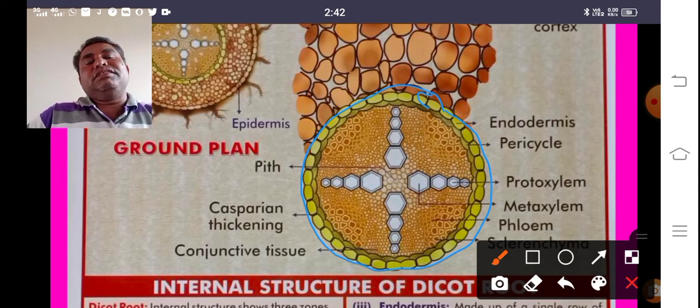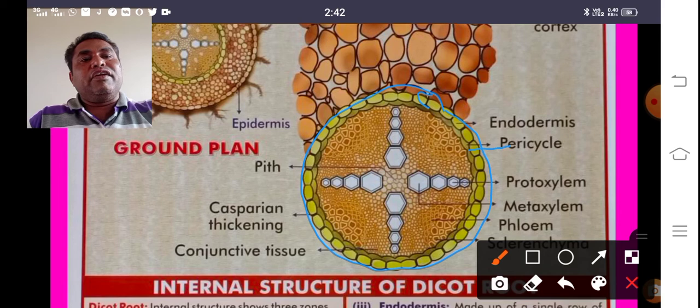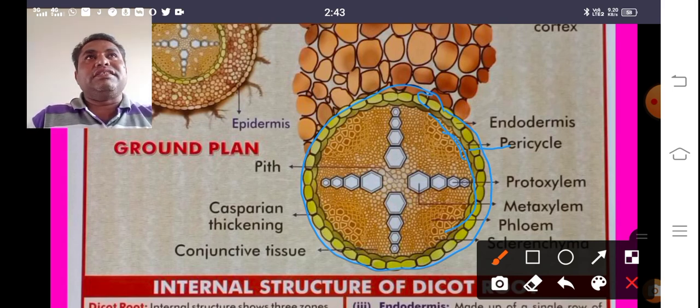Now when you go to the third part, the stele, the first part is the pericycle. The pericycle, which we see below the endodermal layer, is made up of thin walled living cells, and it participates in cell division. Inside the stele there are two types of tissues, xylem and phloem. We can see 4 xylem strands. Because of 4 strands in the stele, this condition is called tetrarch.